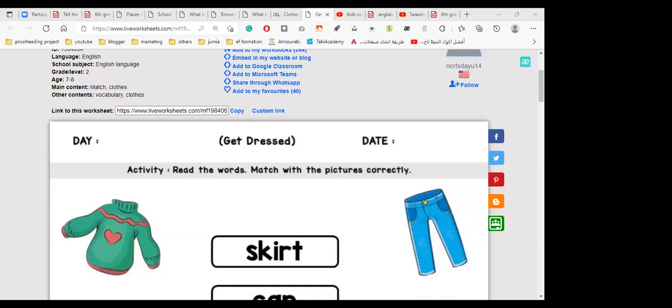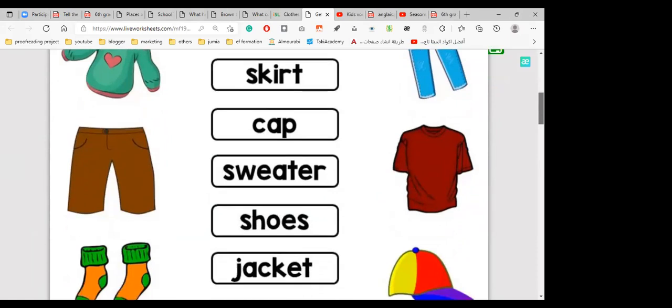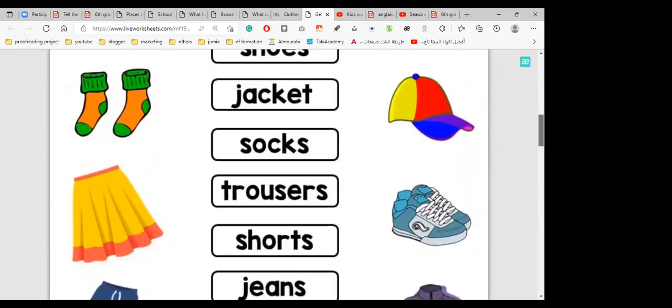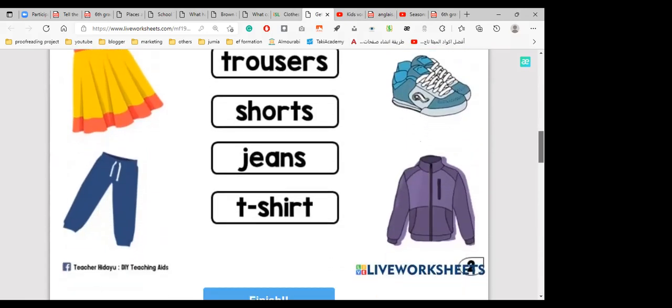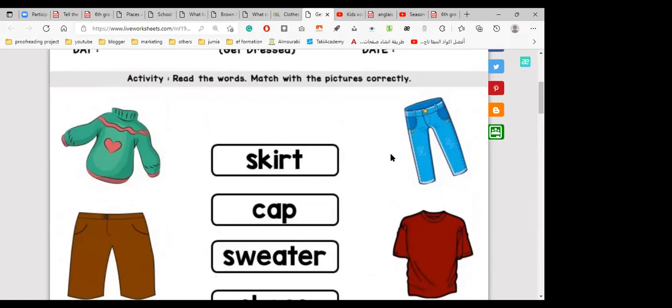So first we are going to see a video. No, we are going to have an exercise first. Then we are going to see one video. Okay, let me share with you the exercise. We are going to match between the name and the picture. Here we have photos and pictures. We have the names skirt, a cap, a sweater, shoes, jacket, socks, trousers, shorts, jeans, and t-shirts, okay? So we are going to match.